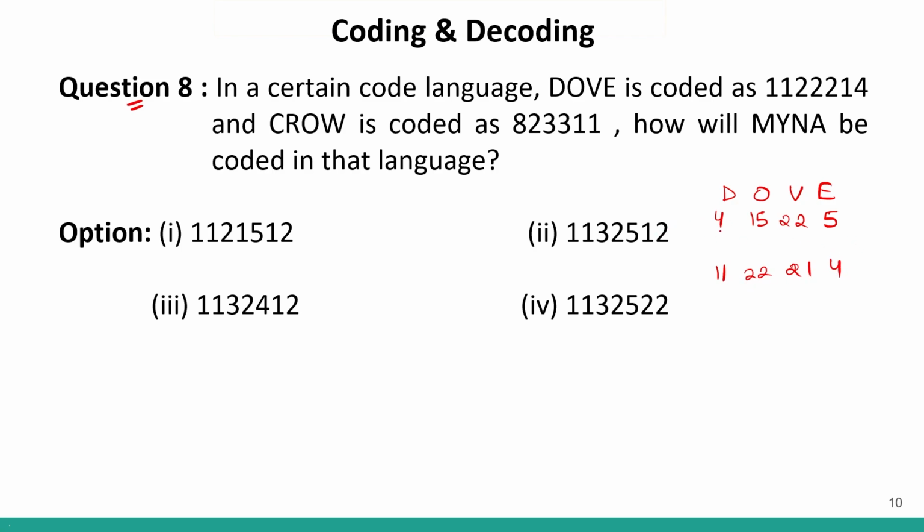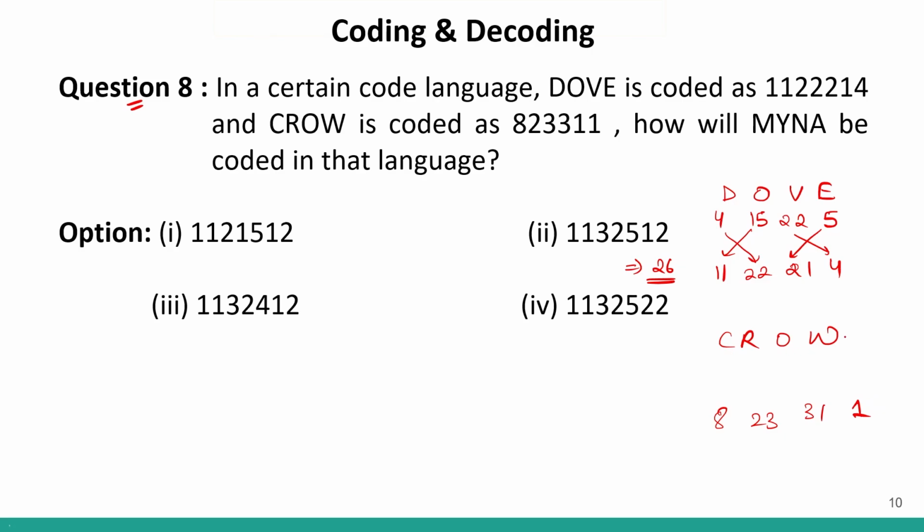If I look over here, if I see these two and these two, they basically form the sum of 26. Correct? They basically form the sum of 26. So basically I have reduced 26 to get this. Correct? So for CROW also, let us check. CROW is coded as 8, 23, 31 and 1. Correct? 8, 23, 31 and 1.